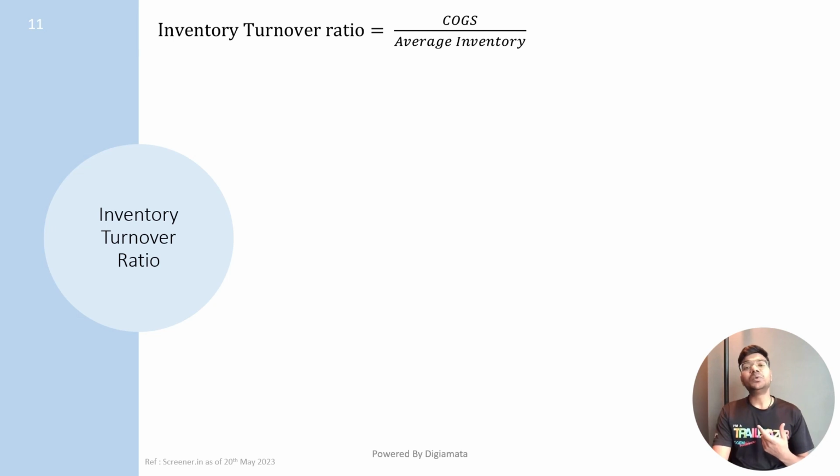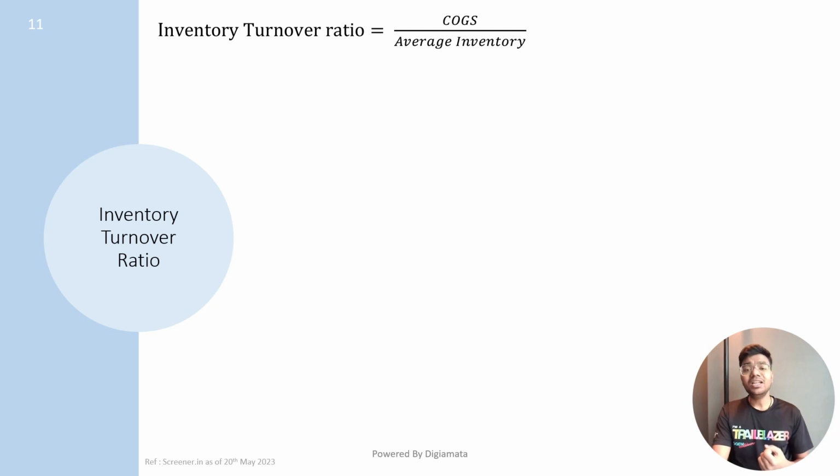The cost of goods sold is the cost which is involved in directly making that car. You can't really take the market price. Suppose you sell 8 of those cars at 12 lakh, you are not going to do 12 into 8 to get your cost of goods sold. That would be wrong. You would be doing the cost actually involved in making that car into the number of cars sold, which is 8.